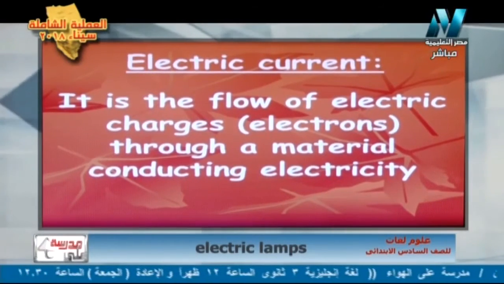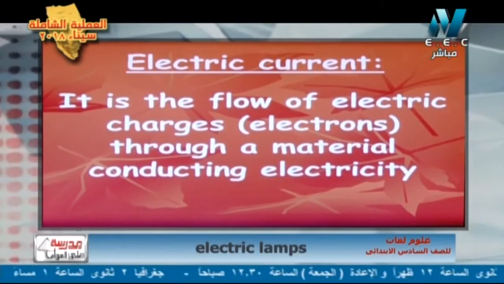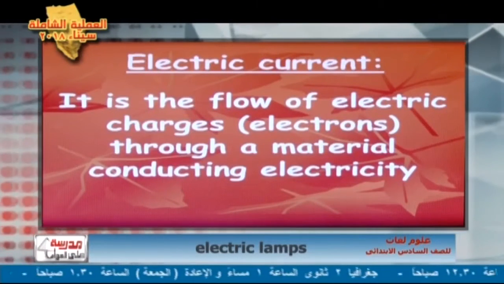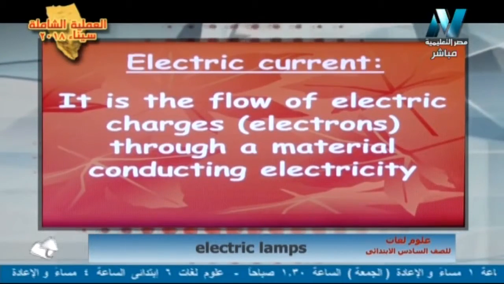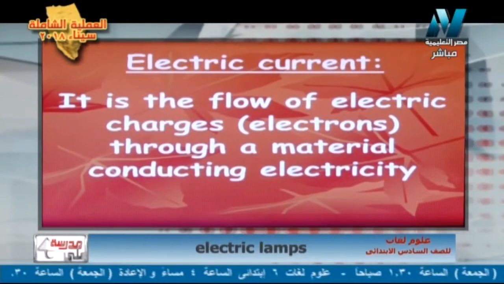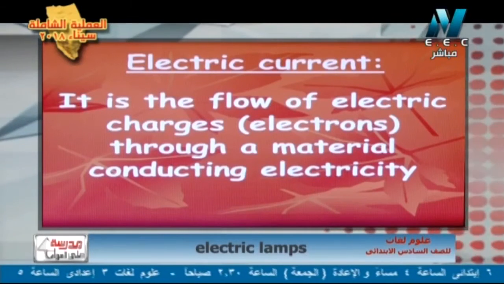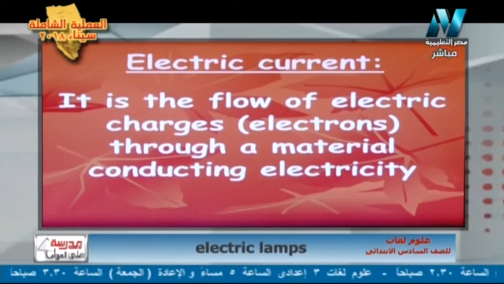يبقى هنا استنتاج مهم جدا ان كلمة electrons هي electric charge. Electron هو عبارة عن شحنة كهربية and we will study it in details إن شاء الله next year السنة الجاية في prep 1. إن شاء الله هندرس يعني ايه electrons, protons and neutrons and so on. So again, electric current is a flow of electric charges, electrons through a material conducting electricity.